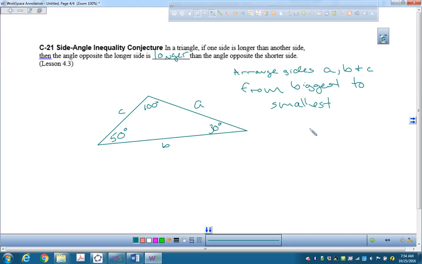So what's the biggest side of this triangle? B. What's the smallest side of this triangle? C. What's the middle side of this triangle? A. You get it? Is that easy enough? Okay. Straightforward. Got it.